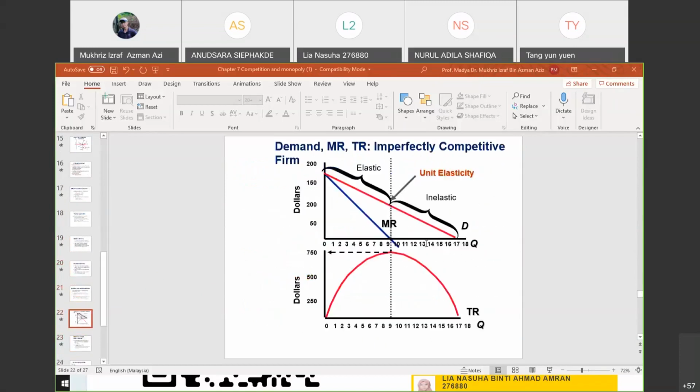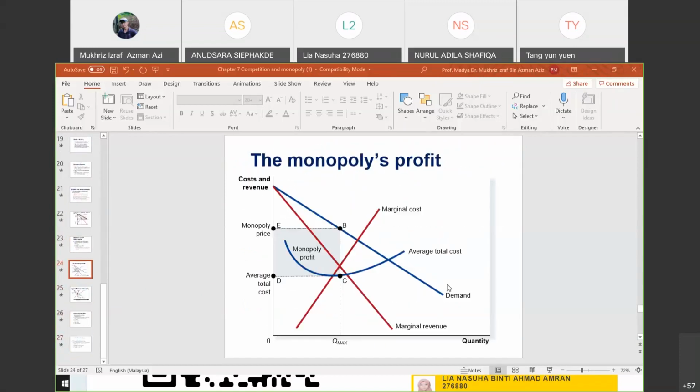But for monopoly, the demand or the AR curve is not equal to the marginal revenue curve. So whenever you want to use MR equals to MC, just look at the graph. When the two graphs intersect, then that is the MR equals to MC condition. You can see here, this is MR, this is MC. So MR equals to MC is at this point here.